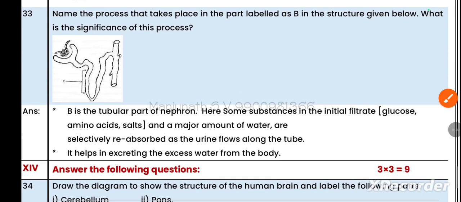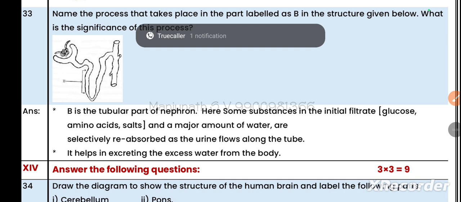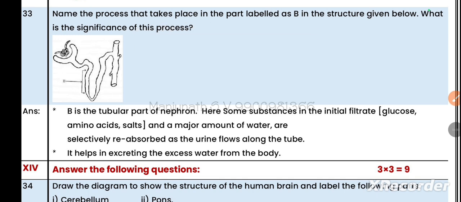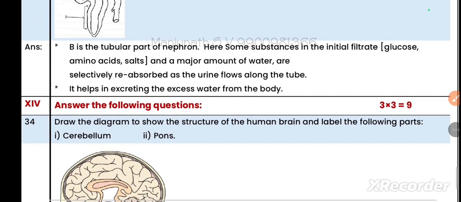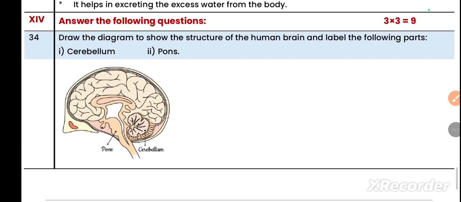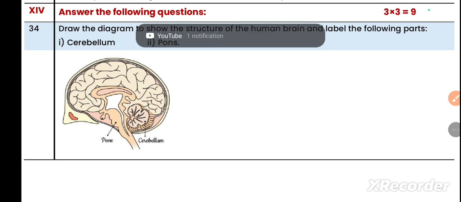Question number 33. Name the process that takes place in the part labeled B. In the structure given below, what is the significance of this process? B is a tubular part of a nephron, it's the loop of Henle also. Here some substances in the initial filtrate, glucose, amino acids, salts, and a major amount of water are selectively reabsorbed as the urine flows along the tube. This is the perfect answer. It helps in excreting the excess water from the body. Very, very important thing. Selective reabsorption occurs to reabsorb water whenever the body needs it, in summer or any other season.